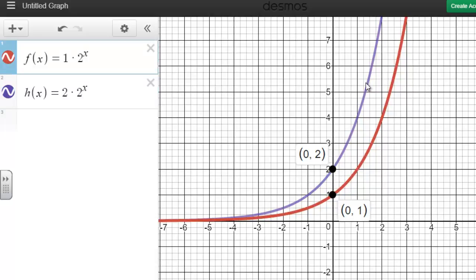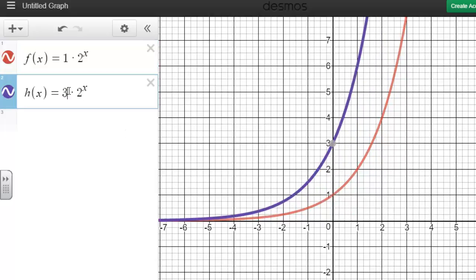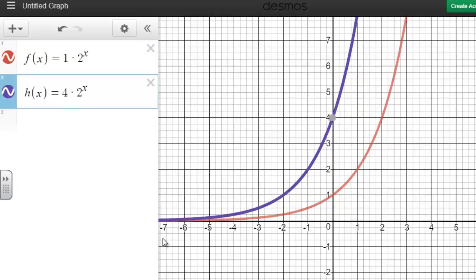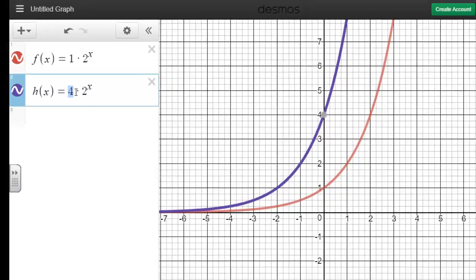So if you were to work backwards from a graph and write the equation of a function from the graph, one of the indicators that you have a number out here in front that is not 1 would be that you don't have a y-intercept of positive 1, you have something else. In this case 2. So if I put a 3 here, you'll see it goes up to 3 or 4. Now it's still growing at the same rate, it's just now we're starting at 4 and moving up.